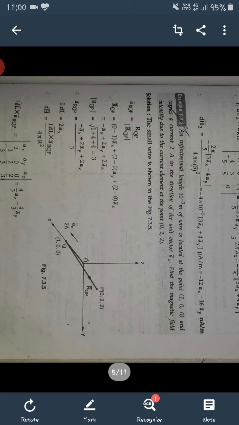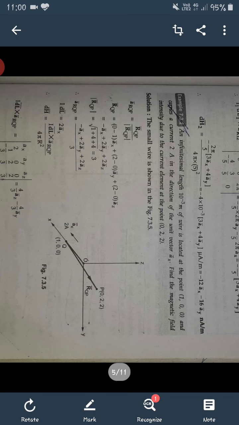The next problem: an infinitesimal length of 10 to the power minus 3 meter of wire is located at the point (1,0,0), that is the elementary length, and carries a current of 2 ampere in the direction of the unit vector ax. Find the magnetic field intensity due to the current element at the point (0,2,2).